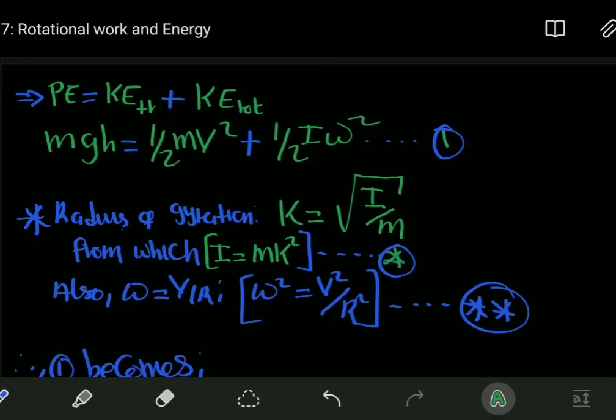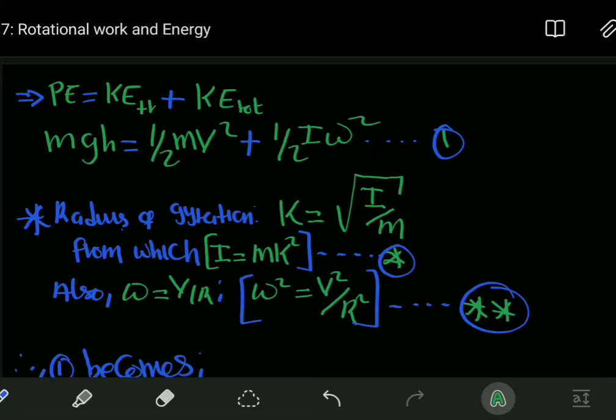Then also notice that omega, or rather angular speed, is given as the linear speed over the radius. So we have omega equals v over r. So if we square that, we're going to have omega squared equals v squared over r squared. And we can label this as our equation double star.